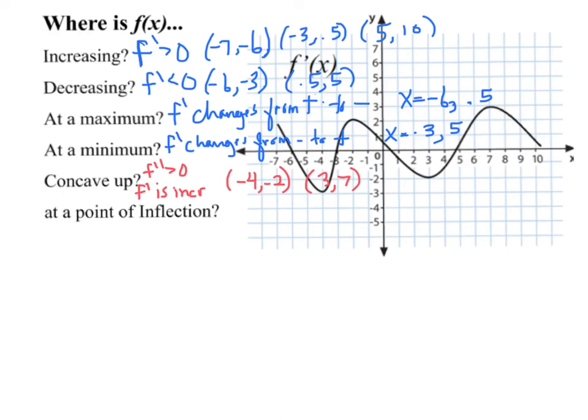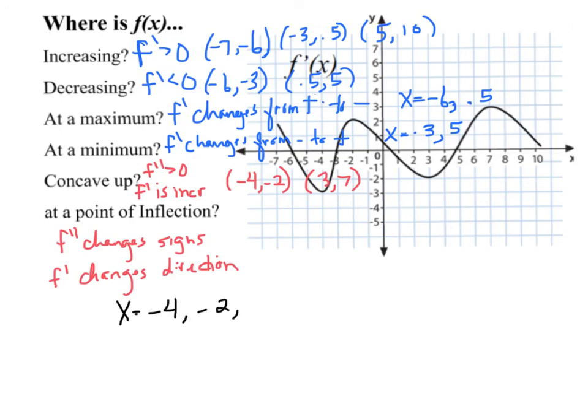A point of inflection occurs when the second derivative changes signs, so the first derivative changes direction. And the original function then would change concavity. So the first derivative changes signs at -4, -2, 3, and 7. So those are all inflection points.